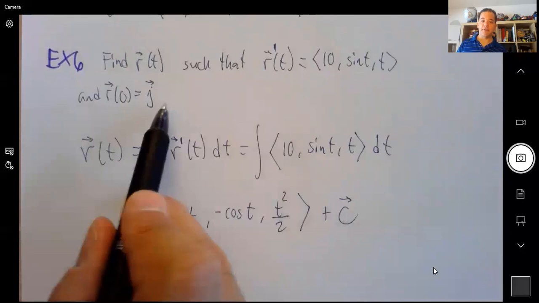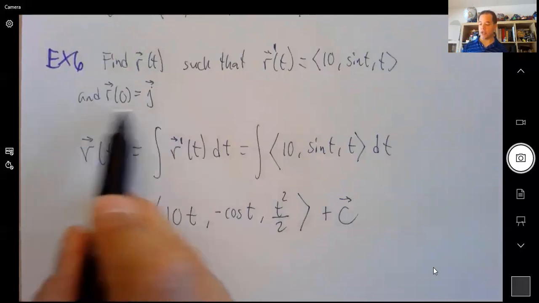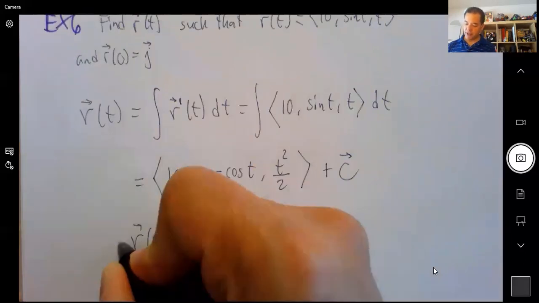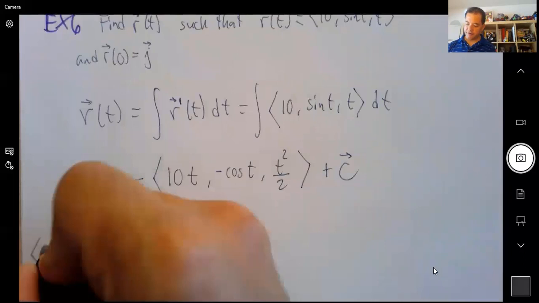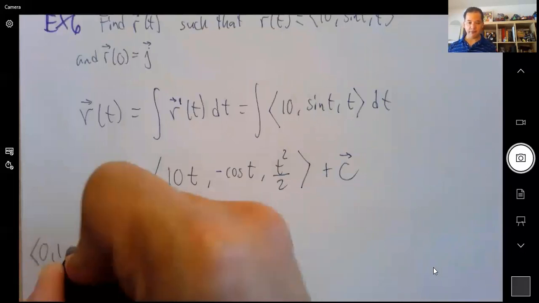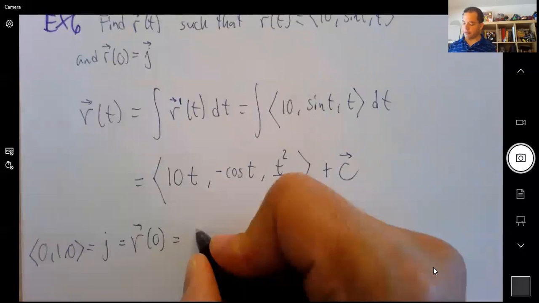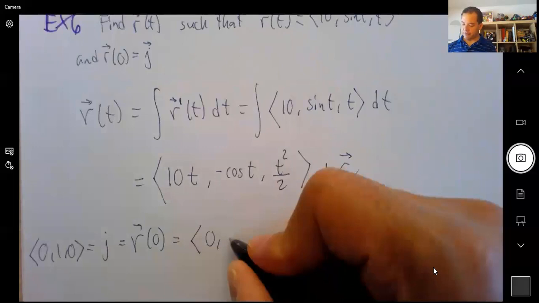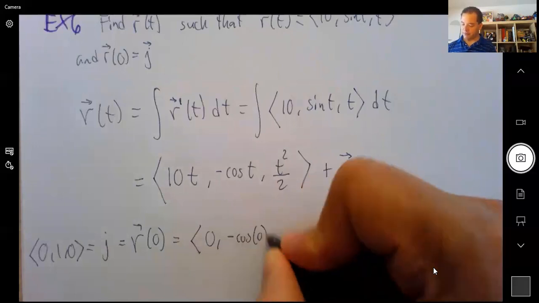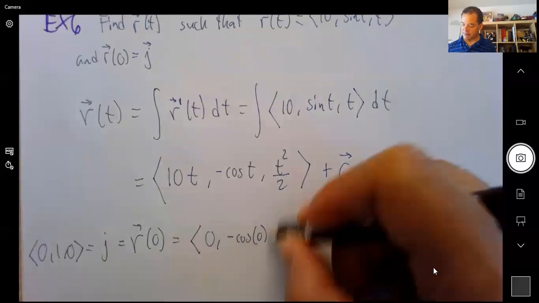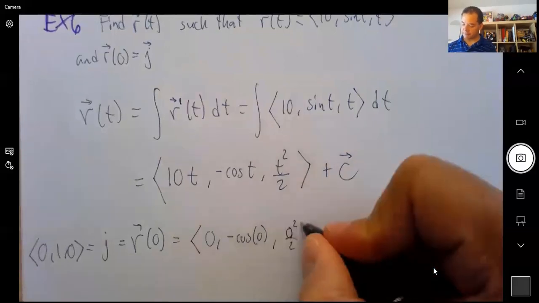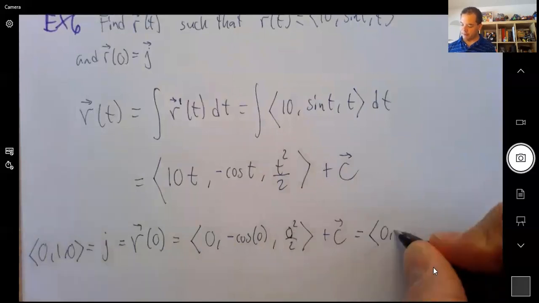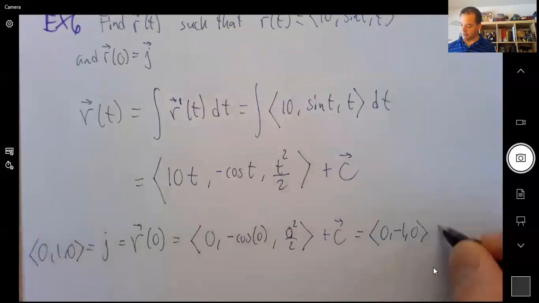So we have an extra piece of information. It says R of 0 is j. So let's use that piece of information. R of 0 is j. J, by the way, is 0, 1, 0. And what is R of 0 if we plug it in here? Well, it would be 0 minus cosine of 0 plus 0 squared over 2 plus c. So this is 0, negative 1, 0 plus c.